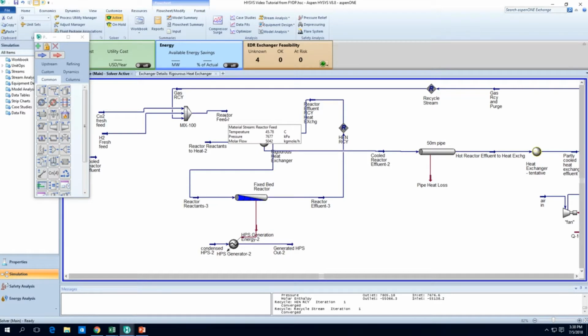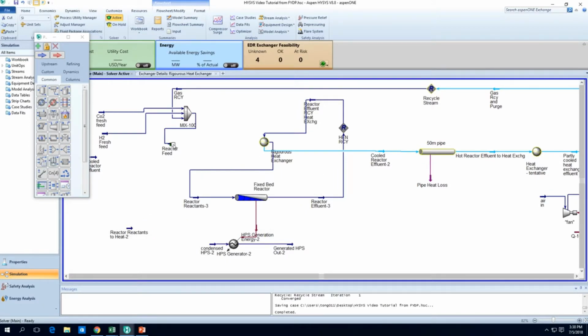All right. Let's just do this. Break connection here. I'll keep this one side, and I'll break this connection.